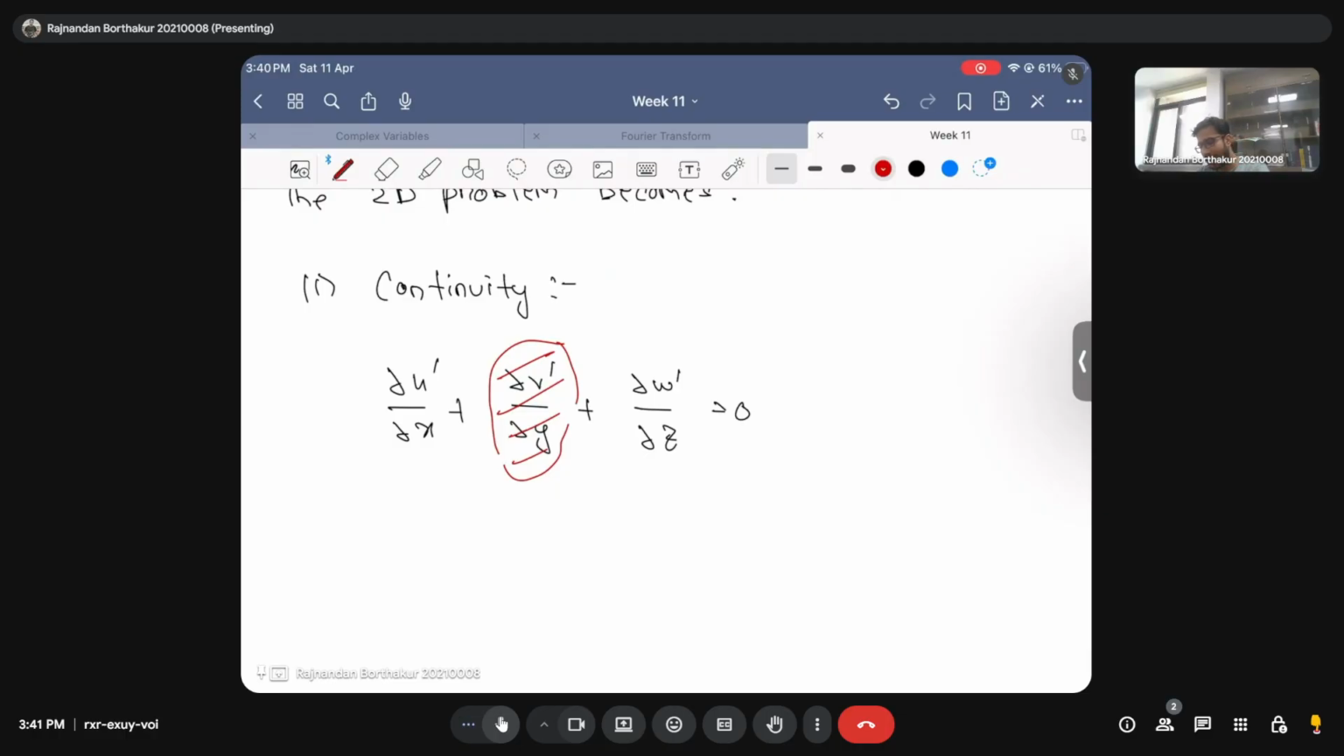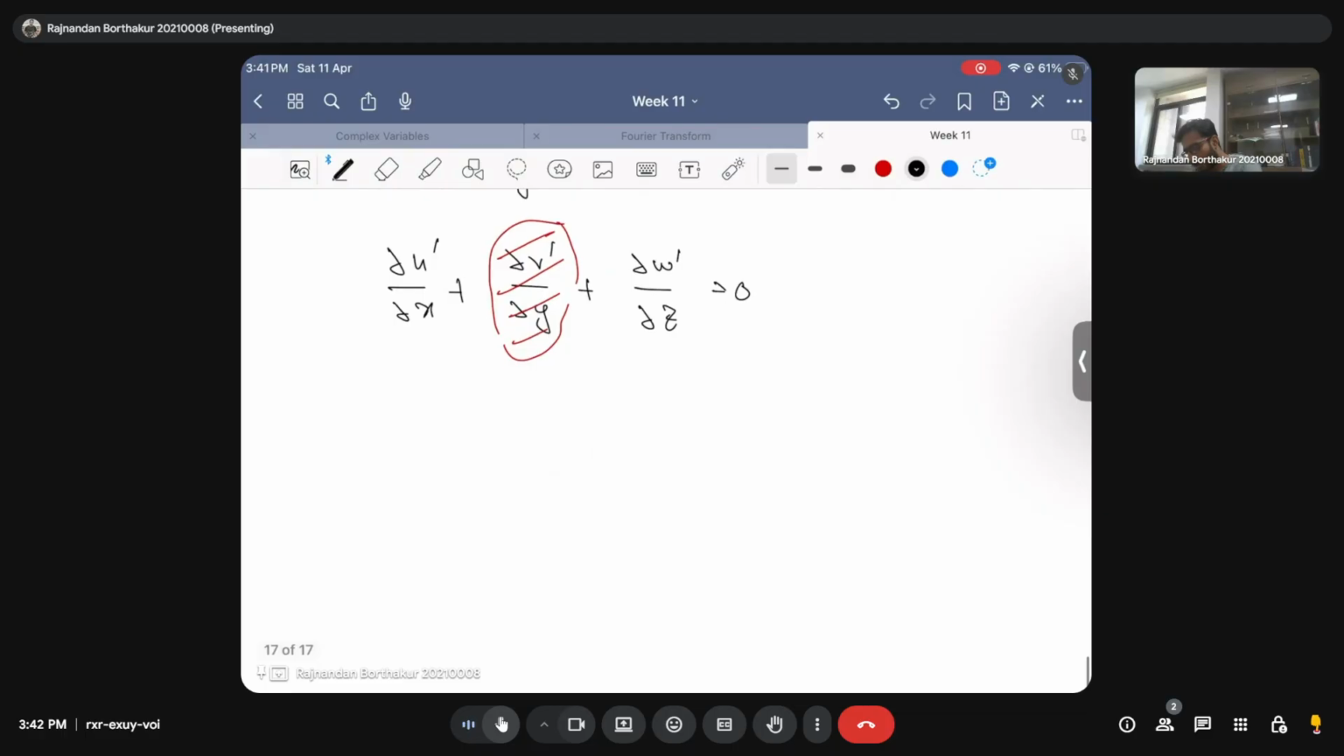I repeat, I cannot discard this term because the flow is in the x direction. I cannot discard this term because the base flow has variations along z. Which means the only term that I can discard without sacrificing the physics of the problem, by using Squire's theorem, is the y direction. Which means the continuity equation then boils down to del u prime by del x plus del w prime by del z equal to 0.